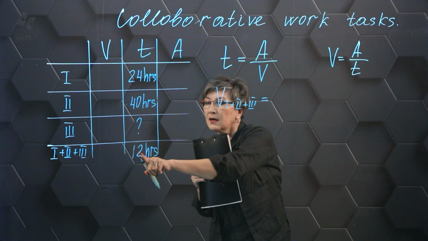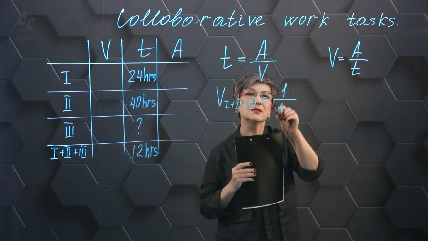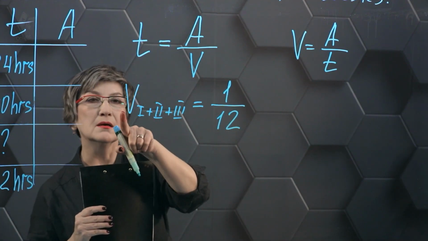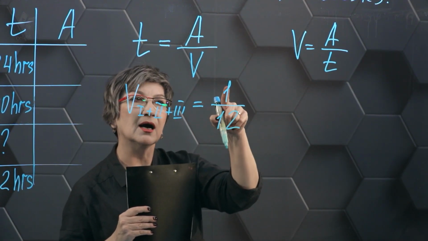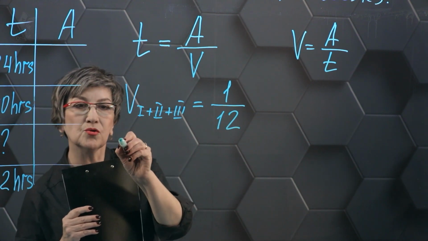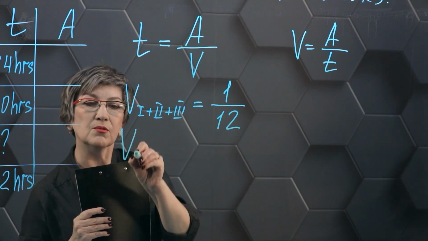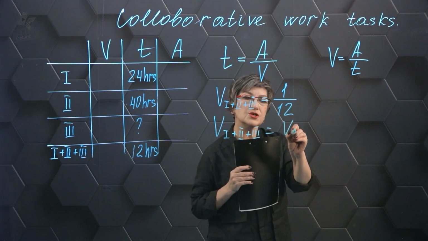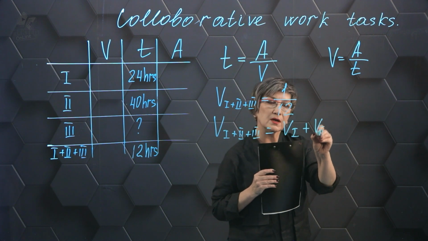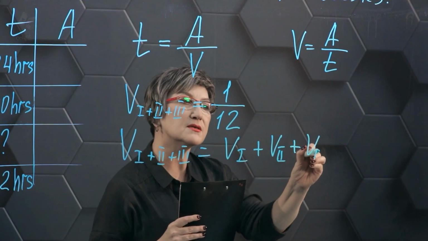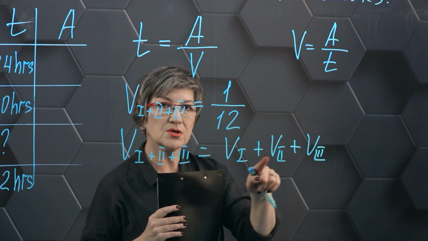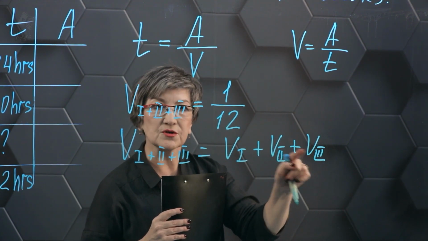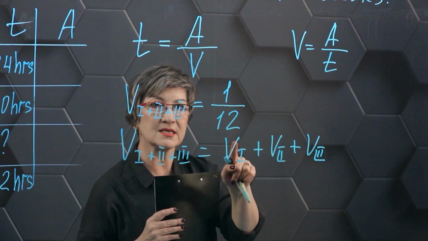Then 1 divided by 12 is the productivity of 3 workers. But if the productivity of 3 workers is 1 divided by 12, then the productivity of 3 workers is the productivity of the first worker plus the productivity of the second worker plus the productivity of the third worker. Using this formula, we can find the productivity of the third worker. But first we need to find the productivity of the first worker.